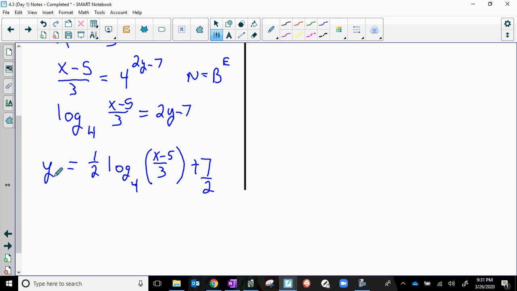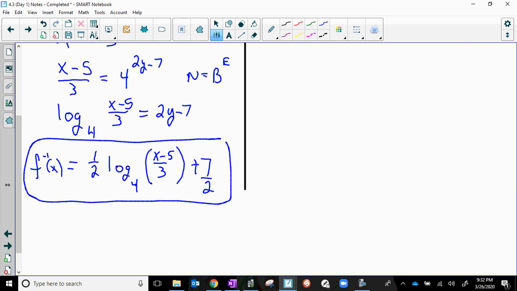Well, once you find y, you found the inverse function. I know it's a function because exponential functions are one-to-one, so their inverses must be a function. So if they use f of x, I use f inverse. If they started with y, I end with y.